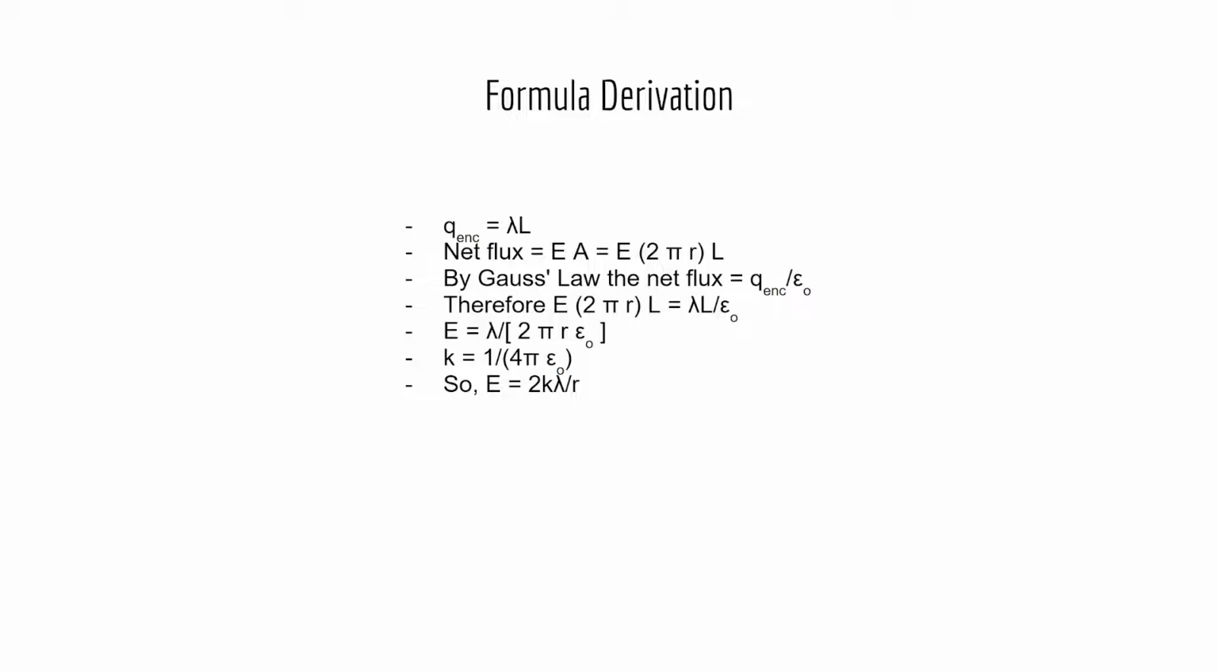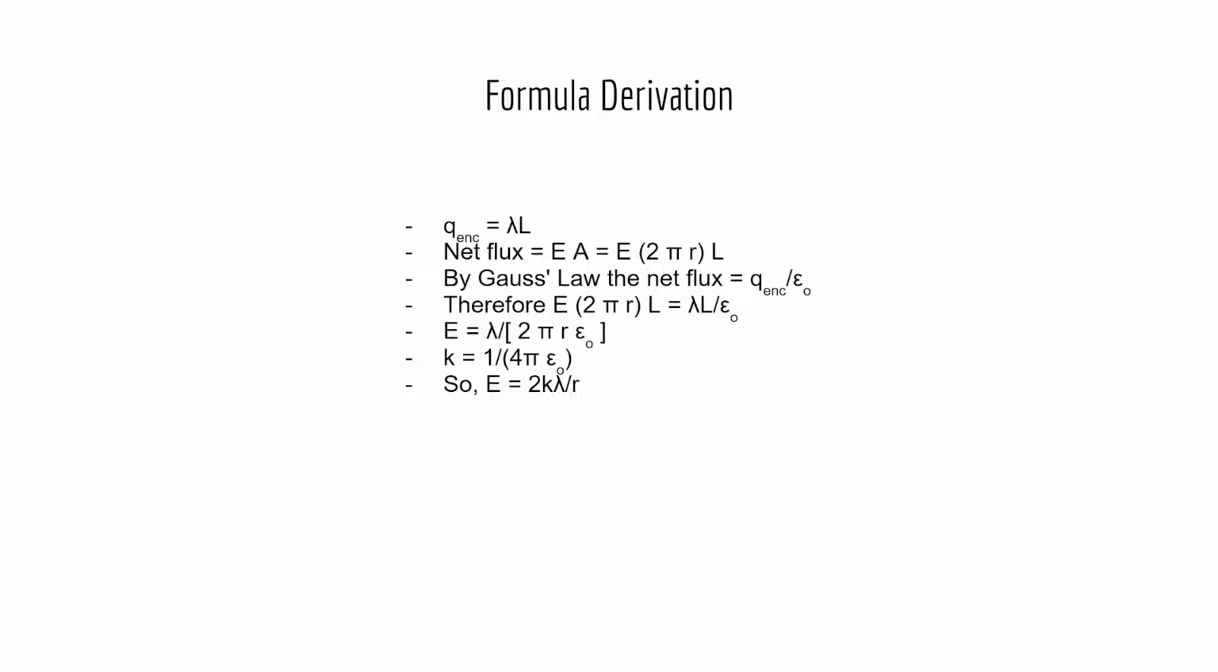To apply Gauss's law, we need to answer two questions. What is the total charge enclosed by the surface? And what is the net electric flux passing through the surface? The total charge enclosed is Q enclosed equals lambda L, the charge per unit length multiplied by the length of the line inside the cylinder.